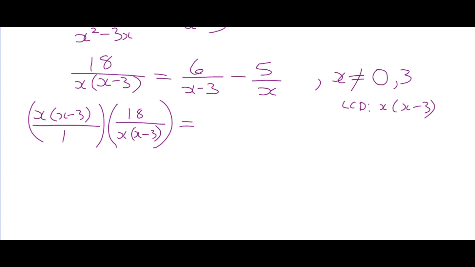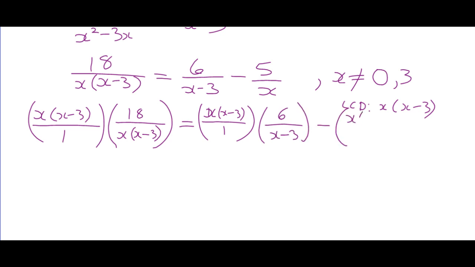Now how many terms are there here? There's 3 of them, right? So we have to multiply these 3 terms. So then x times x minus 3. I like to put it over 1, right? Just so that I know that it's got a numerator and a denominator. Minus, and again, times 5 over x.